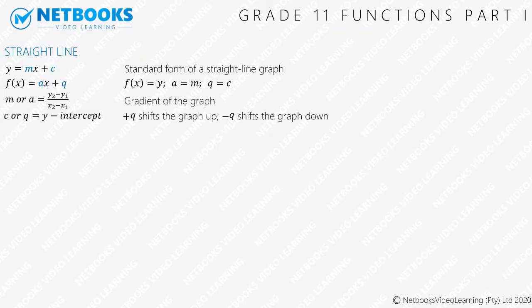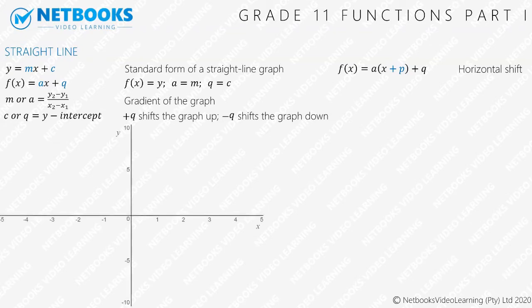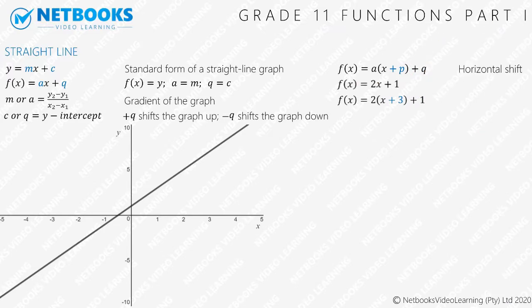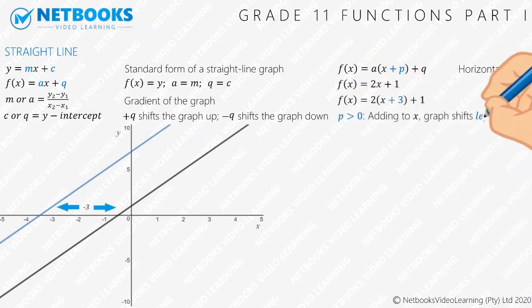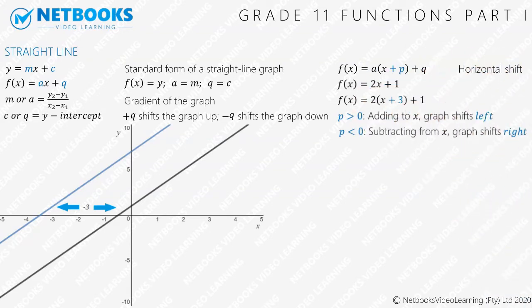Now, let's introduce a new characteristic, the horizontal shift, denoted by p. Let's have a look at the effect of this characteristic graphically. Suppose we have a graph of y equals 2x plus 1. Let's see what happens if we introduce a p-value of positive 3. The graph is shifted 3 units to the left. So we see that, if we add to the x value, by making p positive, the graph shifts left. And subtracting will then cause the graph to shift to the right.